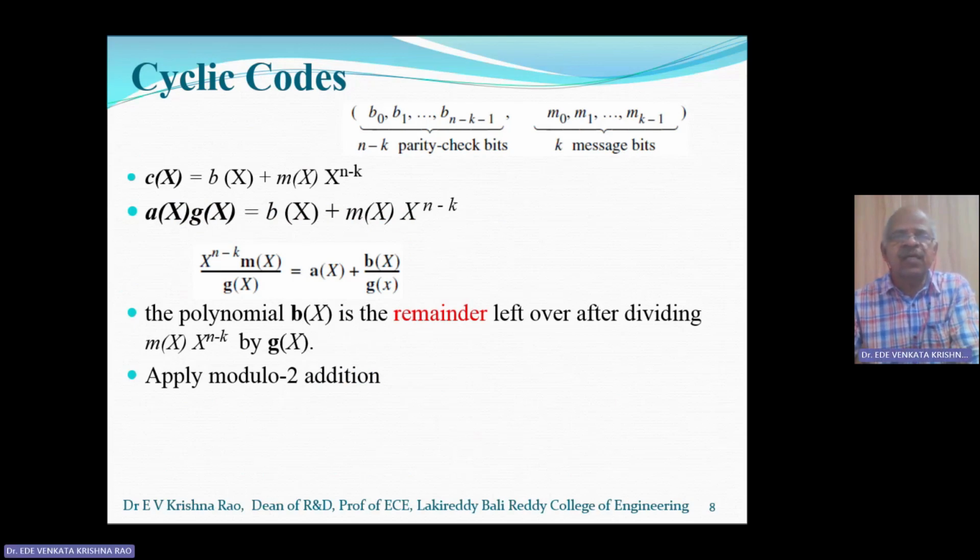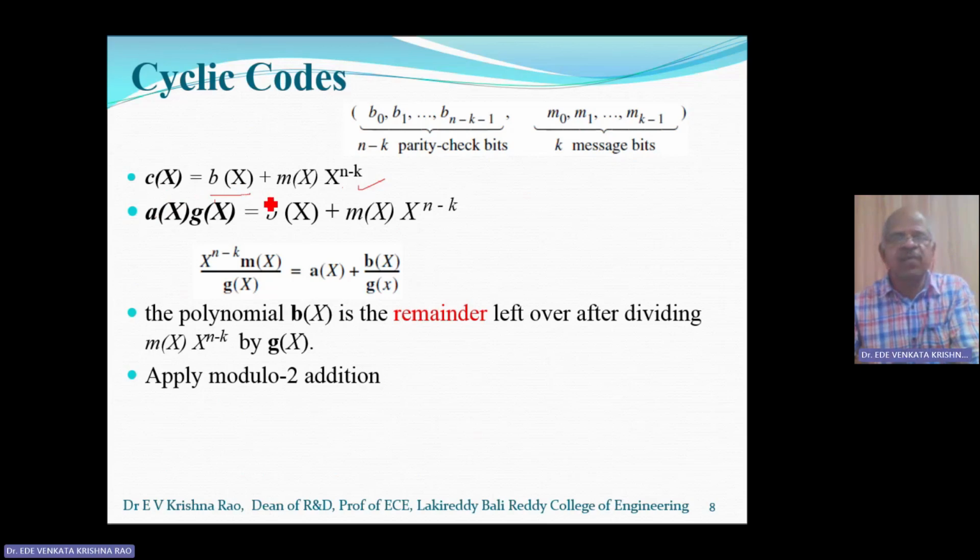To generate this cyclic code systematically, where the code word has k message bits and n minus k parity bits, we shift the message word by n minus k. The message bits are shifted to the right, that is, m of x multiplied by x power n minus k. This is shifted to the right side, and we add the parity polynomial here. This is how we get the code polynomial.